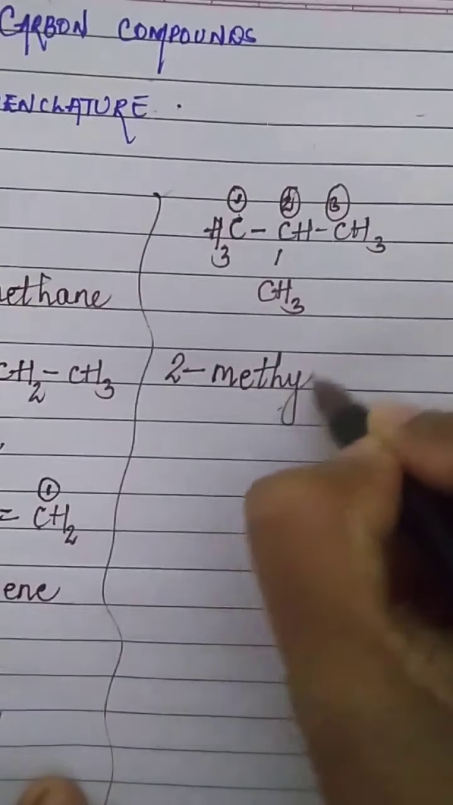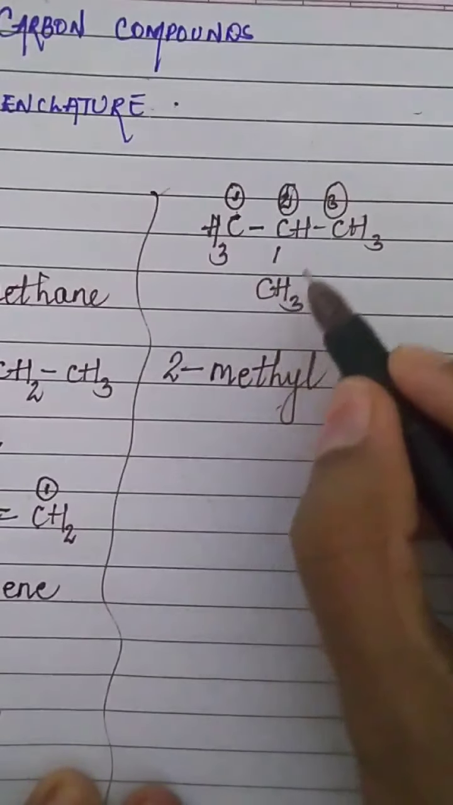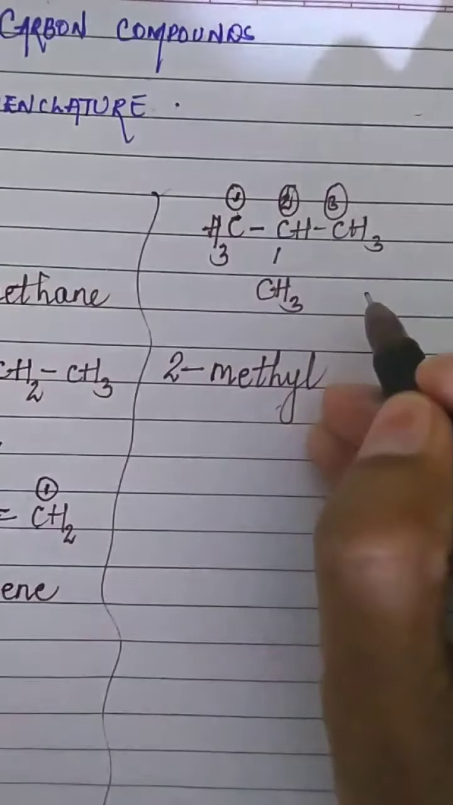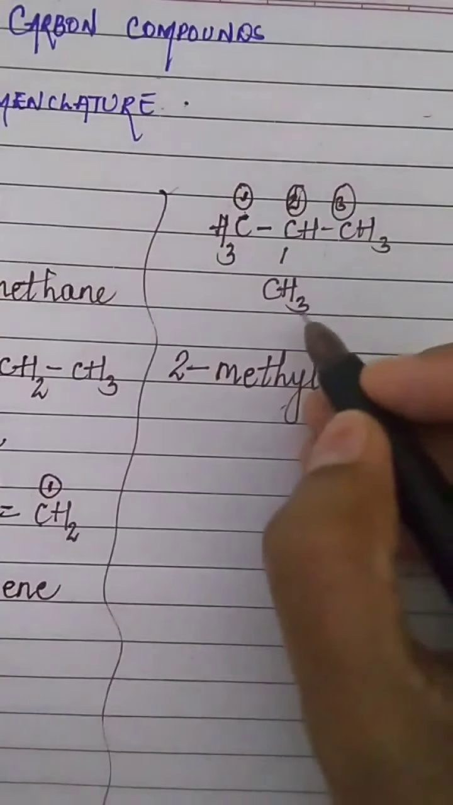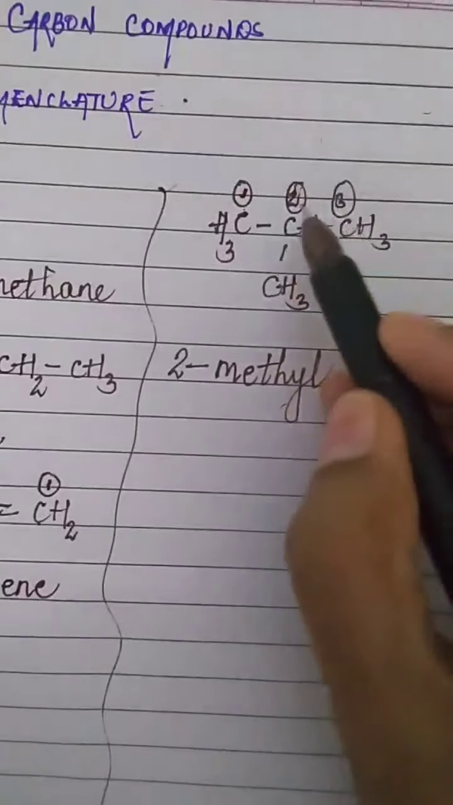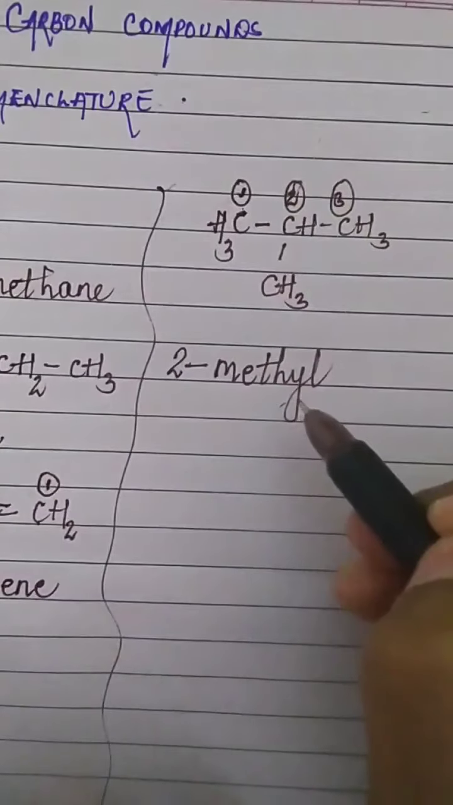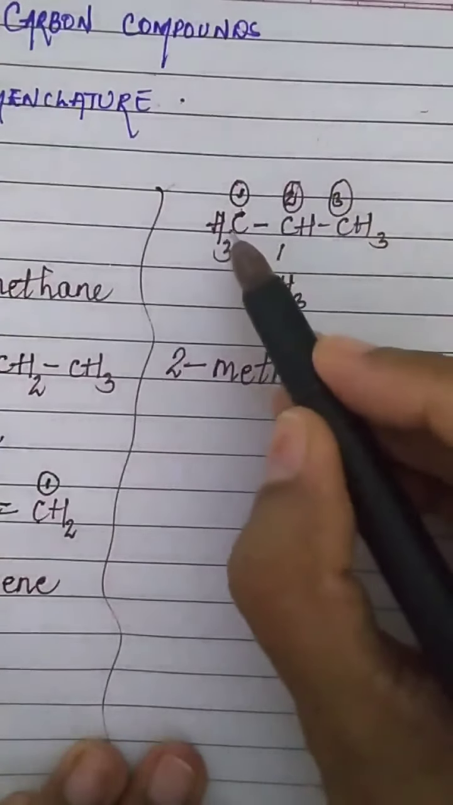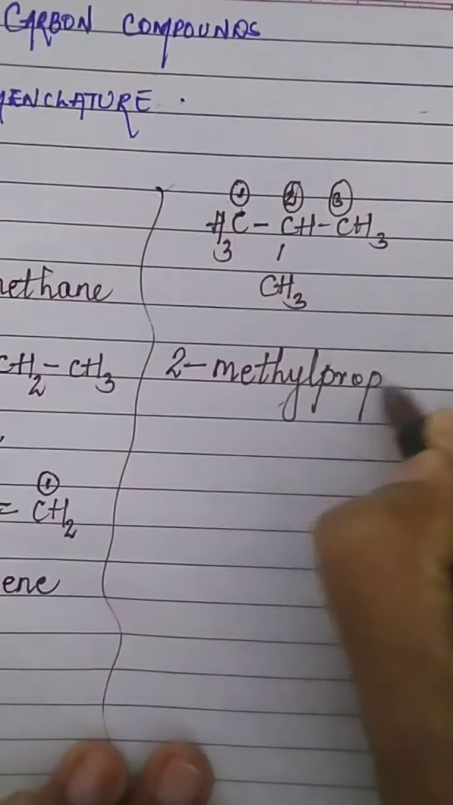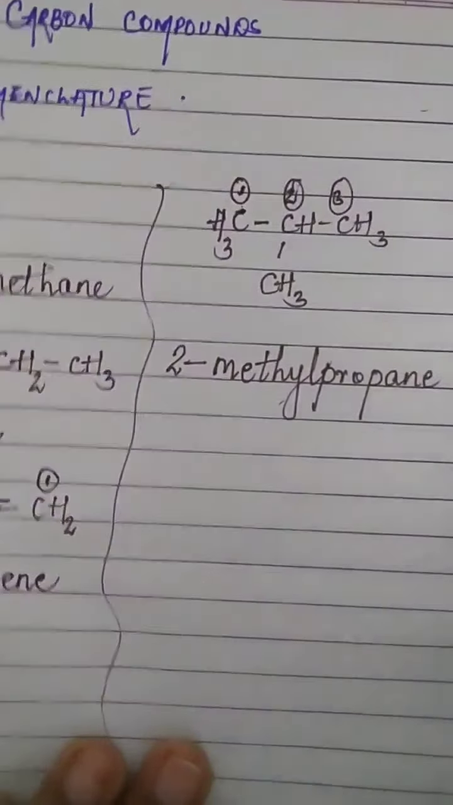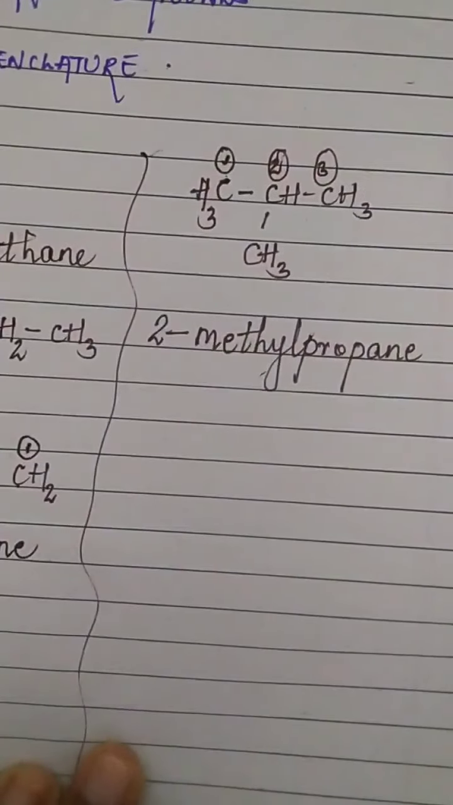2-methyl. CH3 means methyl. Again, we have discussed this in the previous class. CH3 means methyl. C2H5, that is CH3CH2, means ethyl. So, 2-methyl: at the second carbon you have a substituent, and that is methyl. And the parent name is methane, ethane, propane. 2-methylpropane. Fine? 2-methylpropane. This way you will write the name.